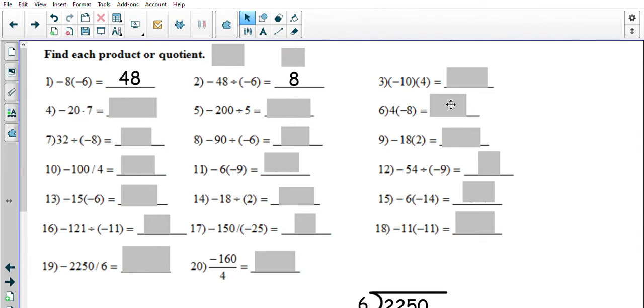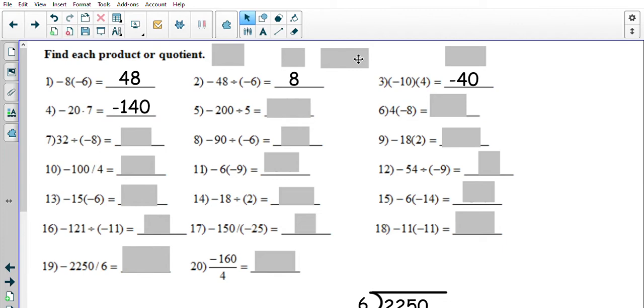Number 3, I have -10 times 4. Take 10 times 4, it's 40. Since the signs are different, my answer is going to be negative. My final solution is -40. Number 4, -20 times 7. 20 times 7 is going to get us 140. 2 times 7 is 14. Tack on a 0. Signs are different, so my answer is going to be negative.